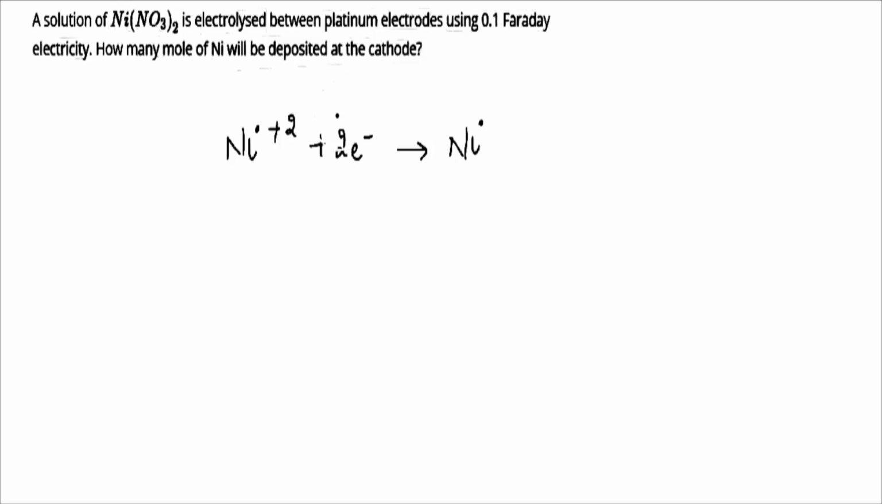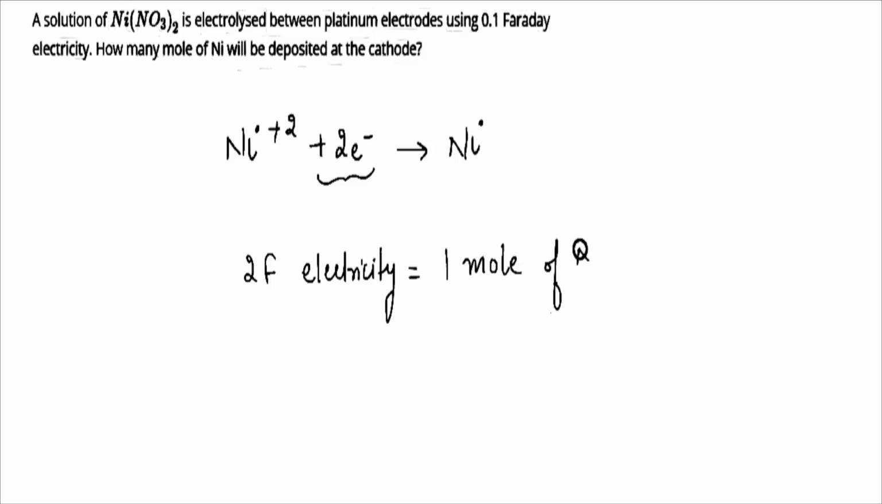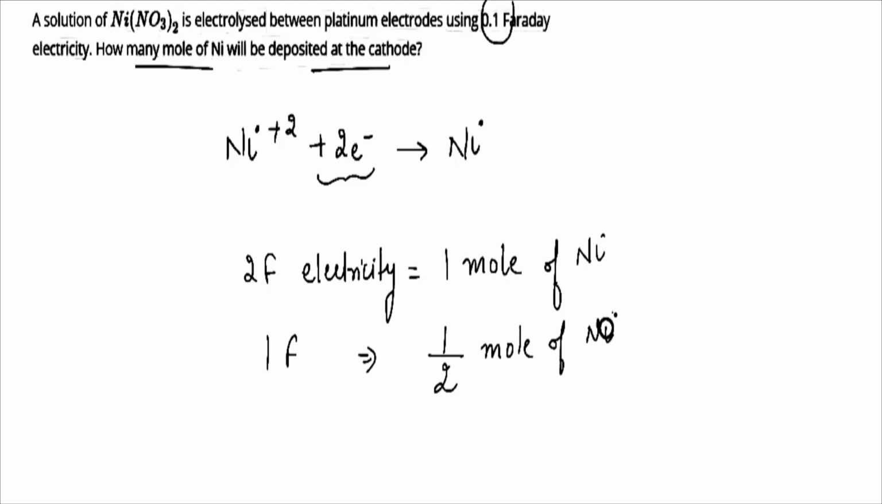So as you can see, 2 electrons are involved here, which means that on passing 2 Faraday of electricity, 1 mole of nickel is deposited. So you have to find how many moles of nickel will be deposited at cathode if we are using 0.1 Faraday electricity. Okay, so 1 Faraday electricity will lead to the formation of 1 by 2 mole of Ni, right?